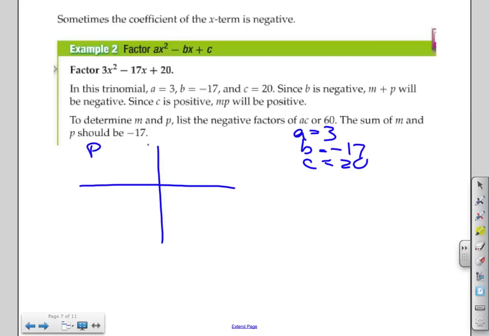So let's look and see what we can do here. The product of a and c, right? So 3 times 20 is 60. And the sum has to be negative 17. Okay?